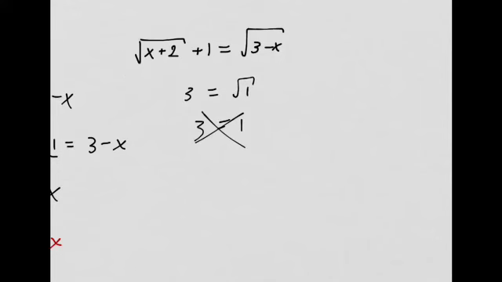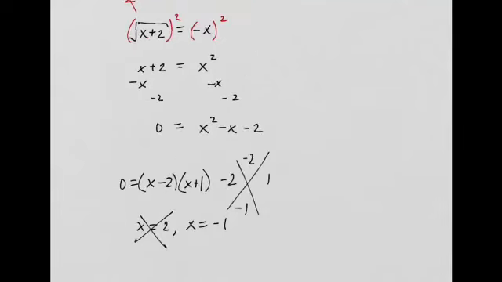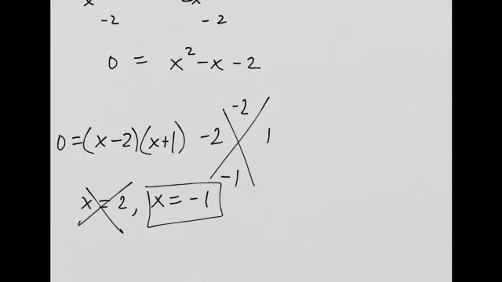Let's plug in the negative 1 and see if that works. Plug in the negative 1 there, and I get square root of 1, which is 1, plus 1, which is 2. Great. And then I plug in the negative 1 there, so it's 3 minus negative 1. Hey. That's 4. Square root of 4 is 2. So that one actually works, and this is our solution. That's our only solution, actually. Okay, I'm done.